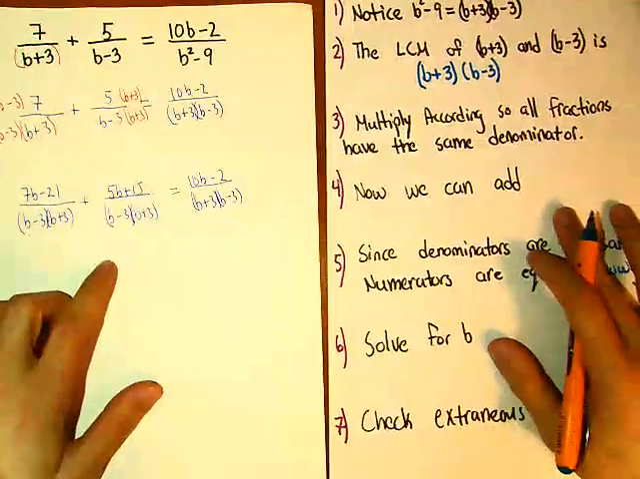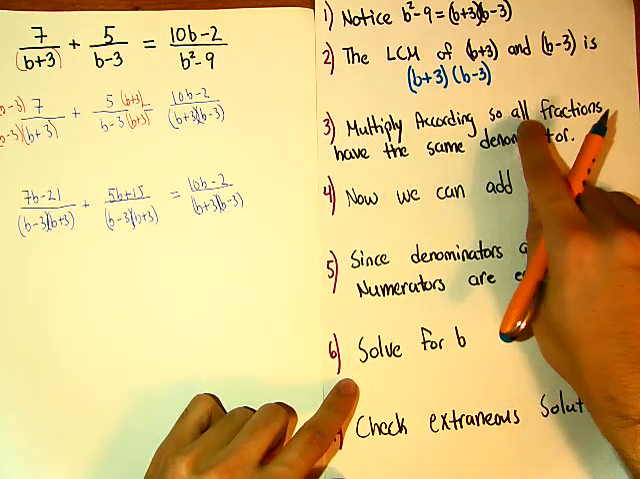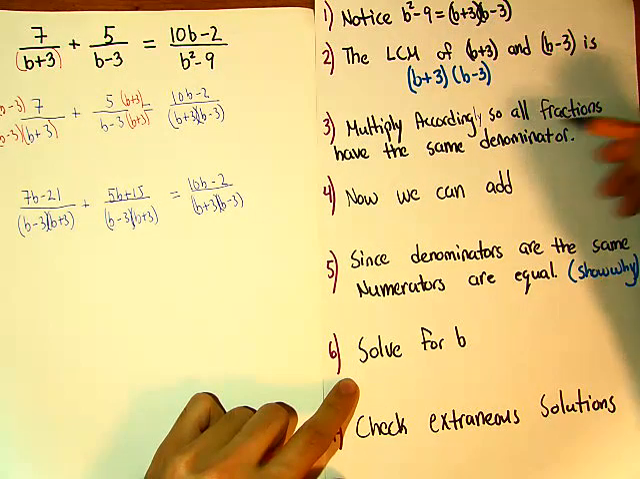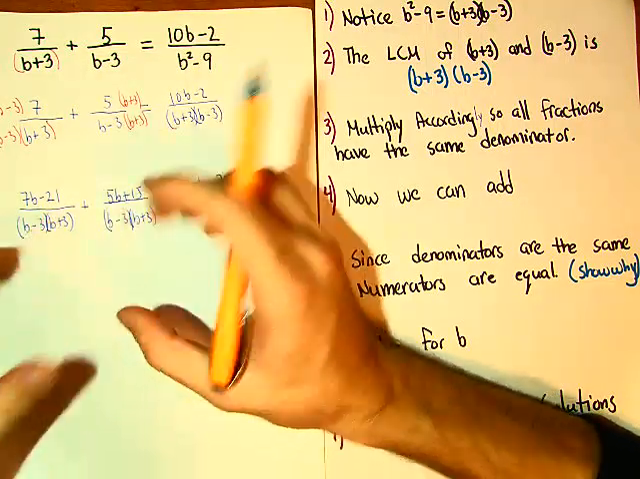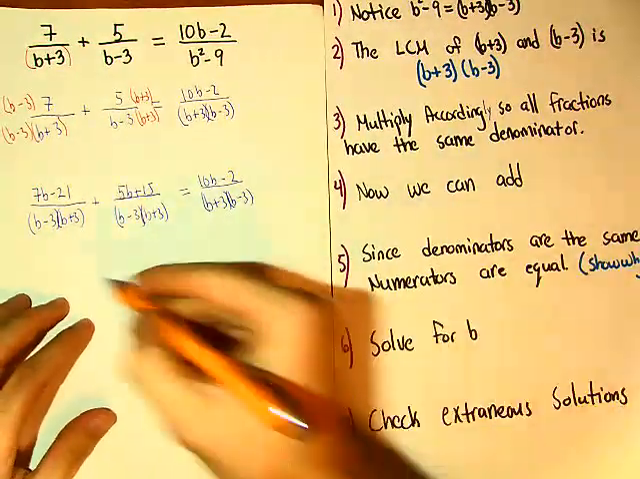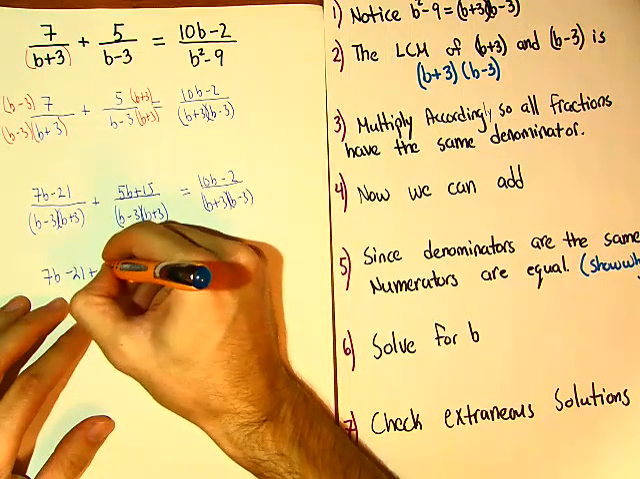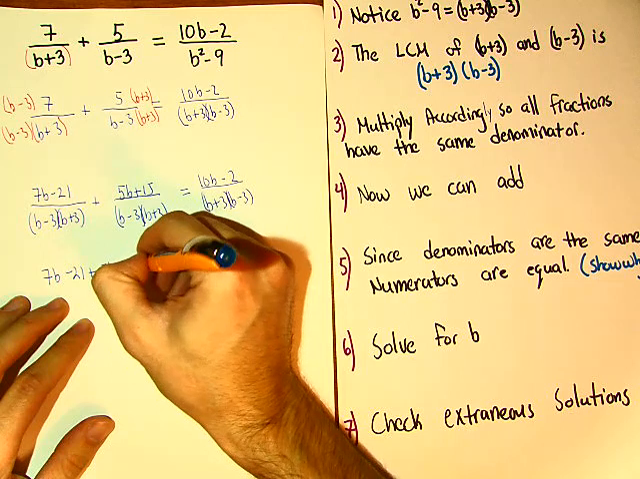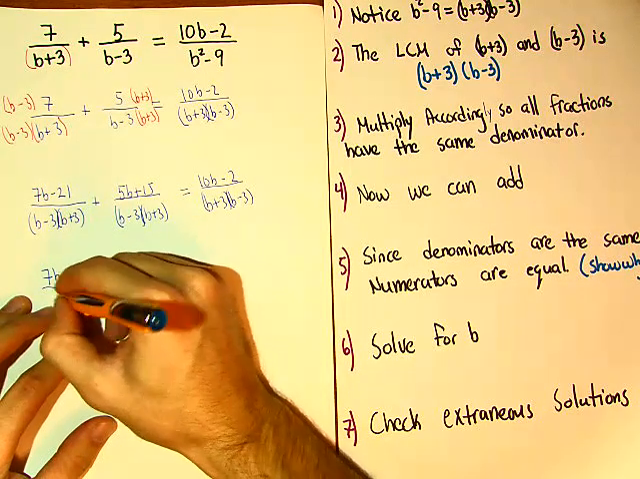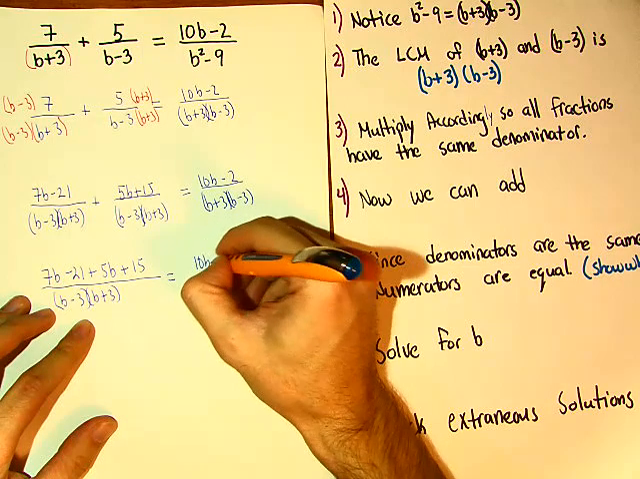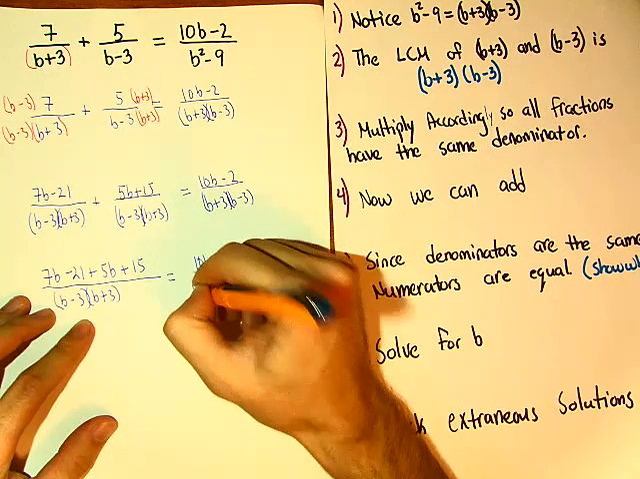Okay, so now, what did we do? We did step 3, we multiplied accordingly, so all the fractions have the same denominators. And now what can we do? We can add these two expressions and put them together, and this becomes 7b minus 21 plus 5b plus 15, all over b minus 3, b plus 3, equals 10b minus 2 over b plus 3, b minus 3. Okay?